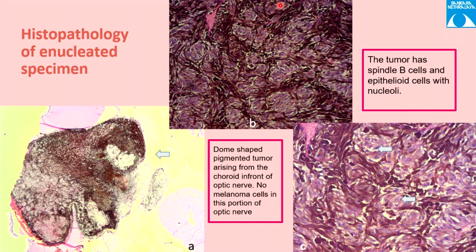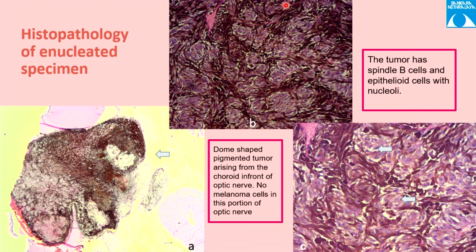You can see that there is a dome-shaped pigmented tumor which is arising from the choroid, but not from the optic nerve. There are no melanoma cells in this portion of the optic nerve. I want you to notice slides B and C. Is there any difference between them? Anybody can answer. Do slides B and C look the same, or are they different slides?